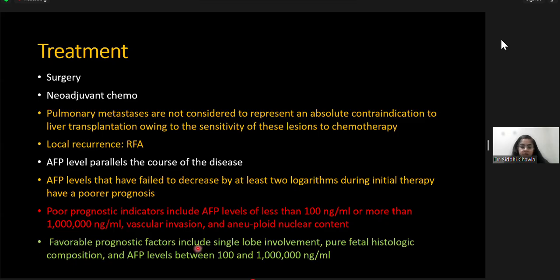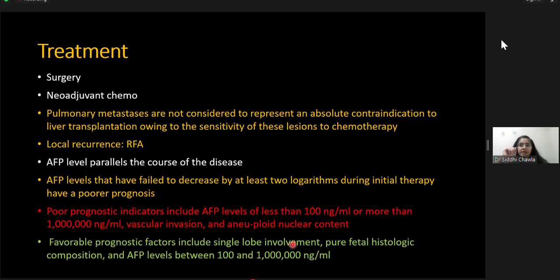What are the favorable prognostic markers? These all are related to the surgery. The earlier we are able to take it out in entirety, that is the most important thing. So for favorable, we have a single lobe involvement or a pure fetal histological composition that we were able to see in the well differentiated form. And again, if AFP levels are between 100 to 10 lakh, then we know that we are dealing with a favorable prognosis and the child might respond.